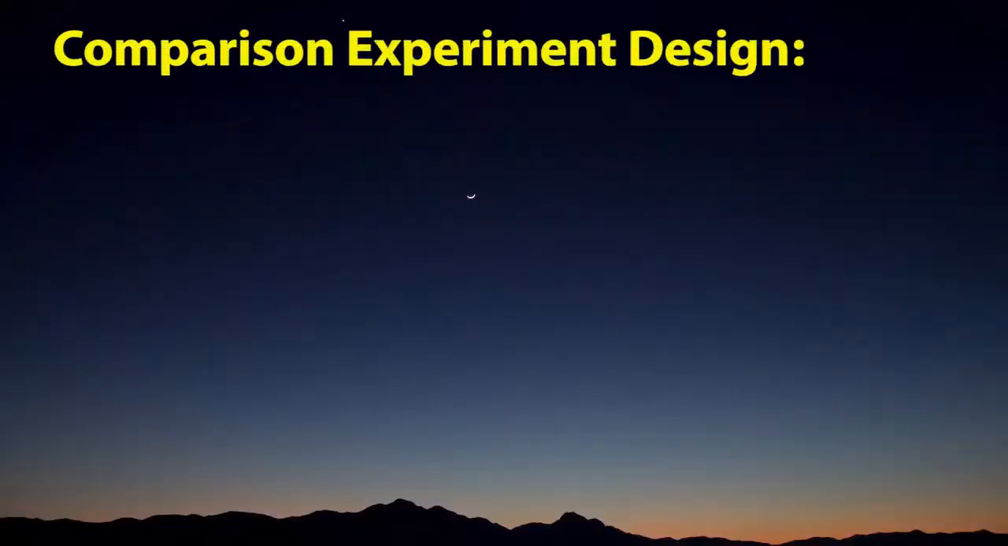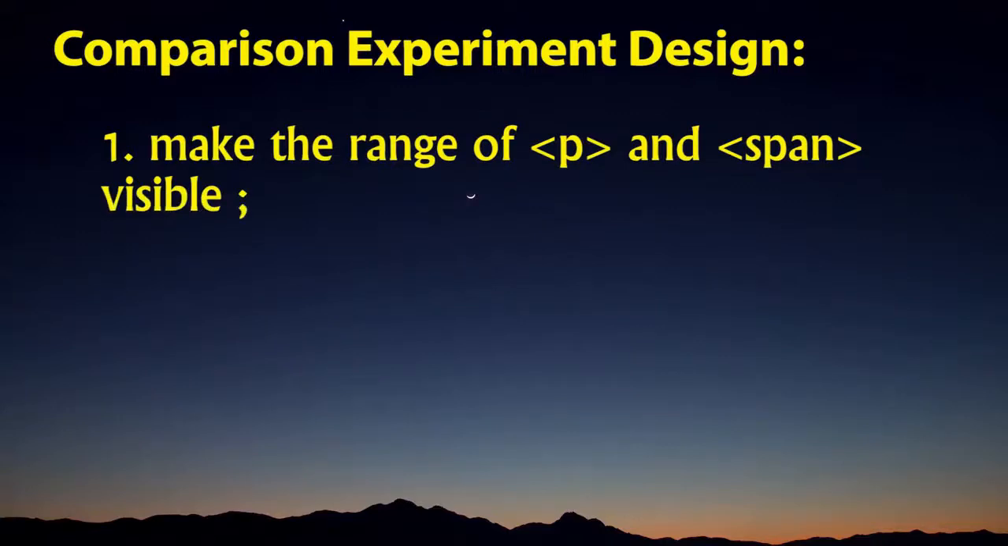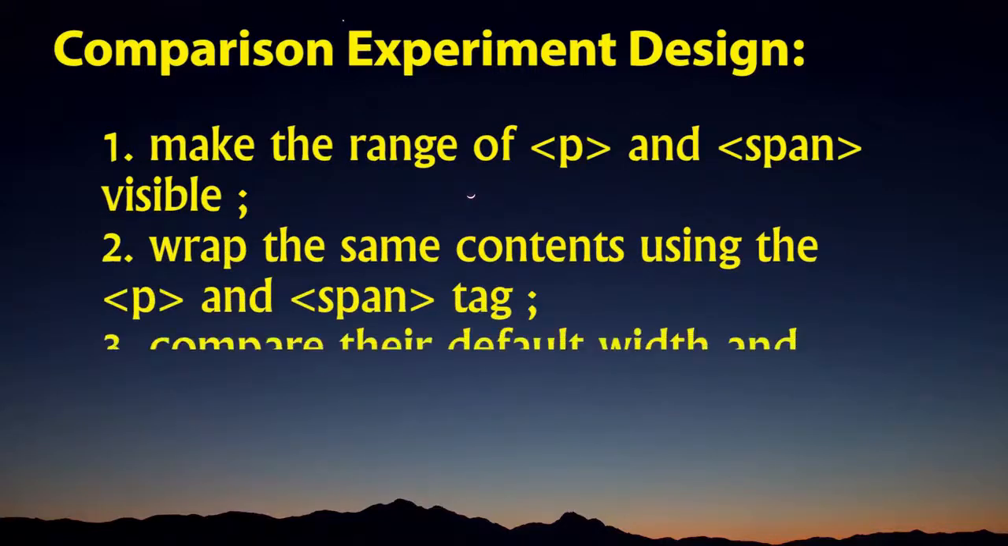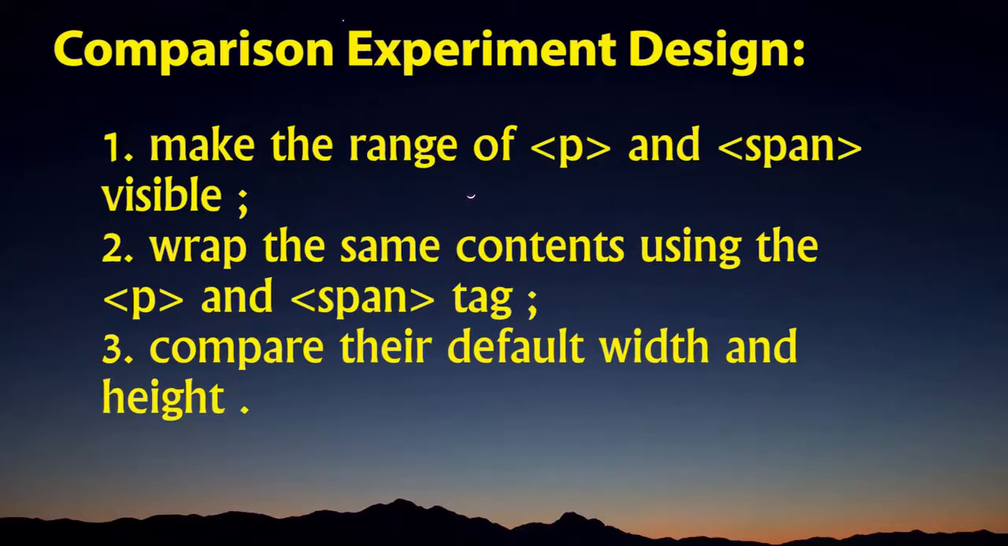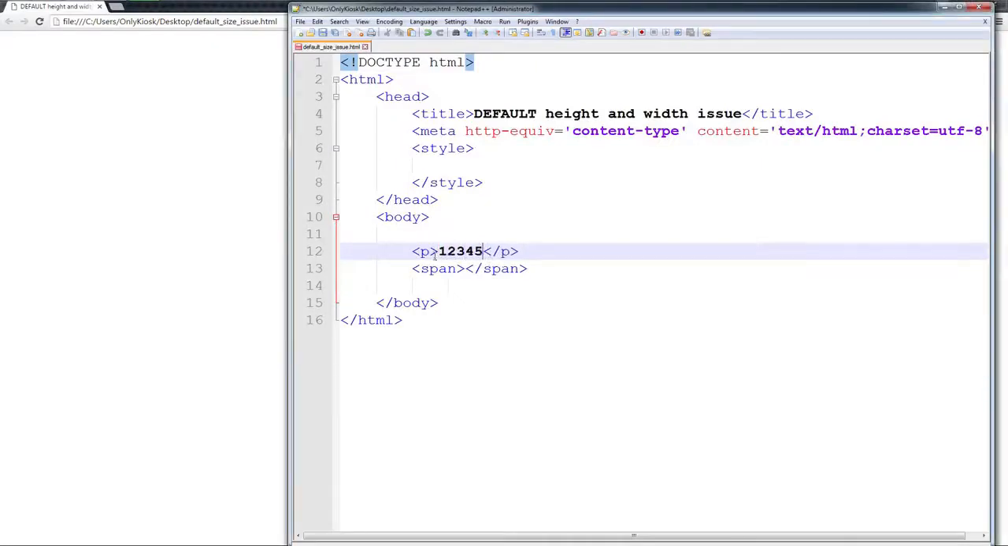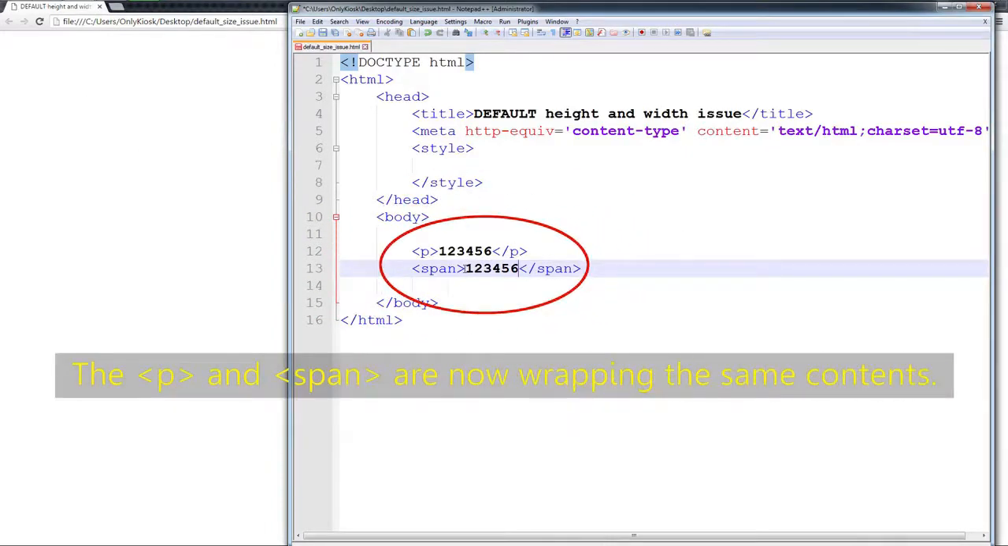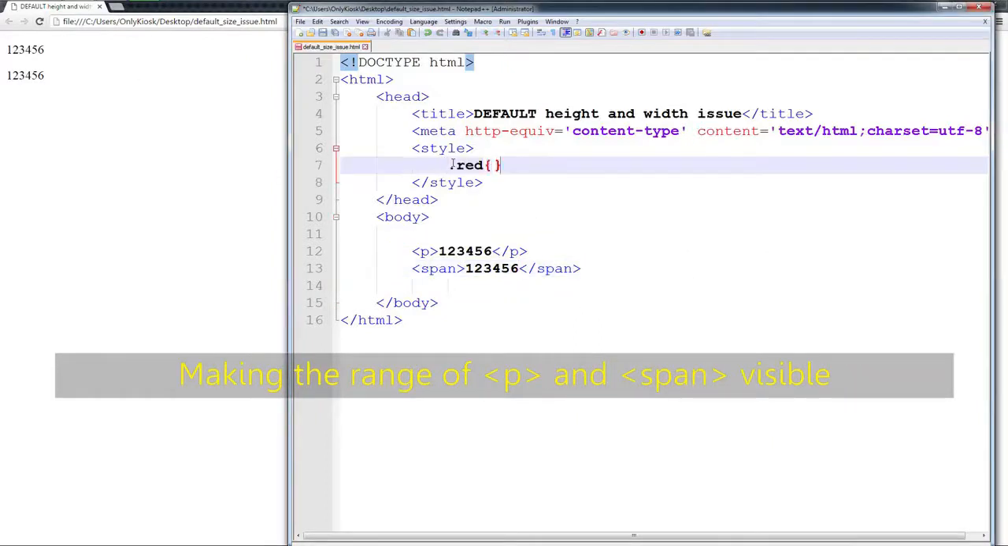To find out the difference between the default width and height of the p tag and the span tag, let's do a comparison experiment. Inside the p tag, we put 1, 2, 3, 4, 5, 6. And inside the span tag, we put the same content, 1, 2, 3, 4, 5, 6. We then set a default background color to the p and span tags.